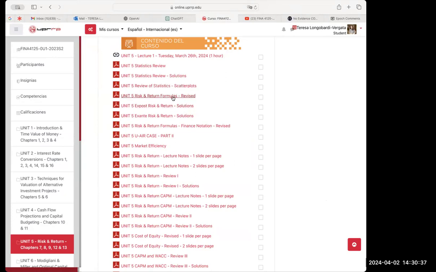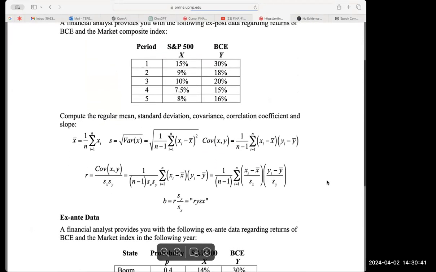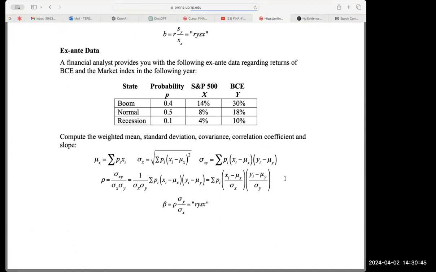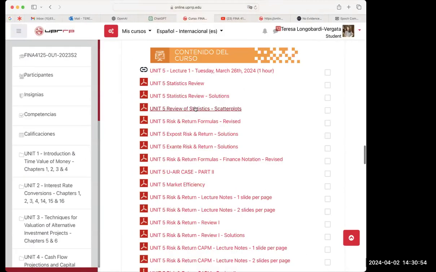So the exercises are here. This is where we started. Ex post data and their sample statistic formulas, ex ante data and the sample statistic formulas. And then I have the solutions here. I have them separate because there are a lot of pages. So this one was the one that we did earlier. And then this is ex ante.